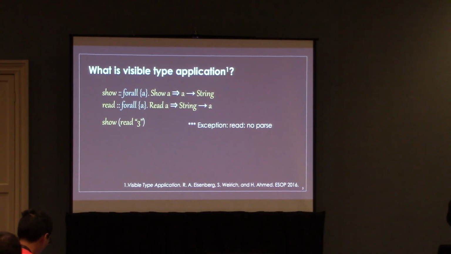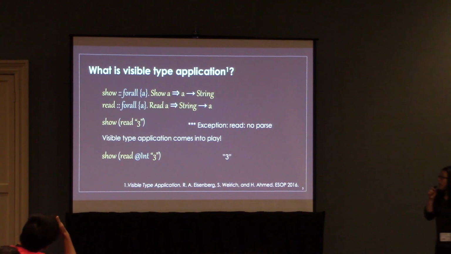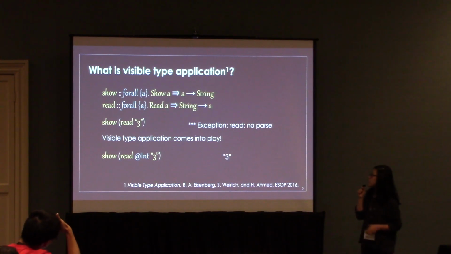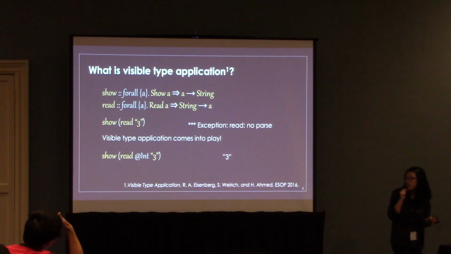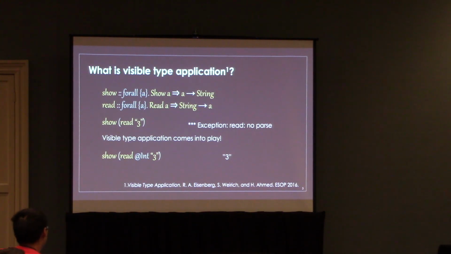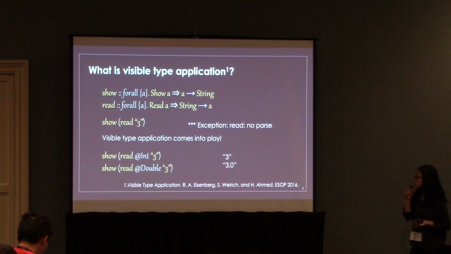So what's the solution for this? This is where visible type application comes into play. If you want the a to be Int, you just add @Int, and that's it. This is what is returned. If you want it to be Double, that's also possible.